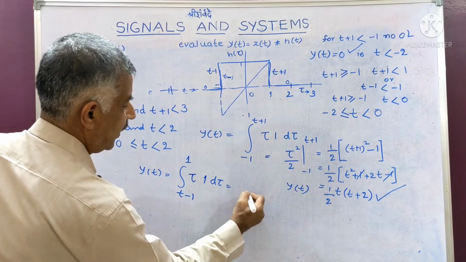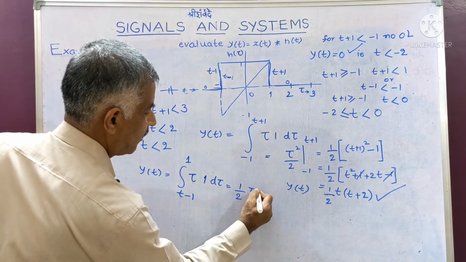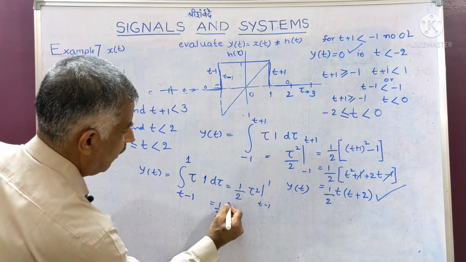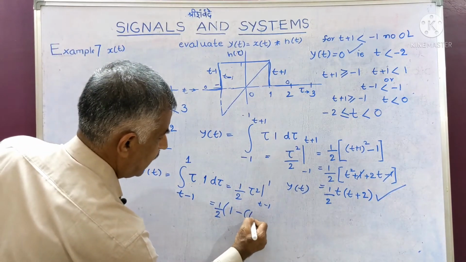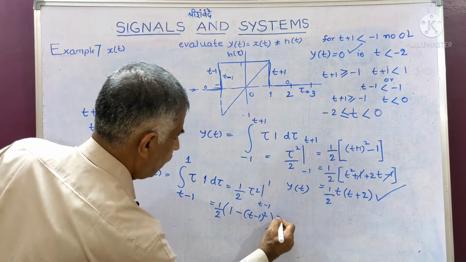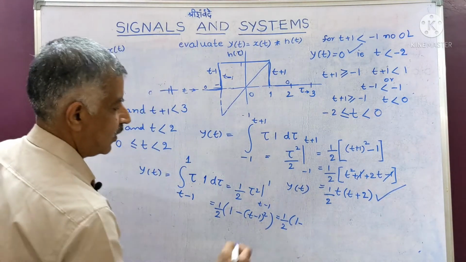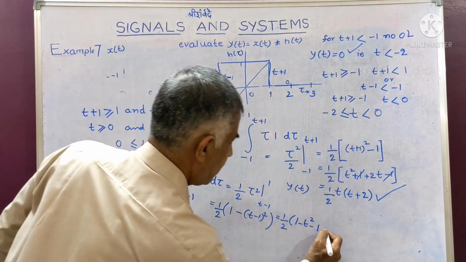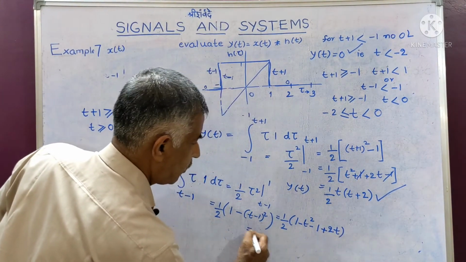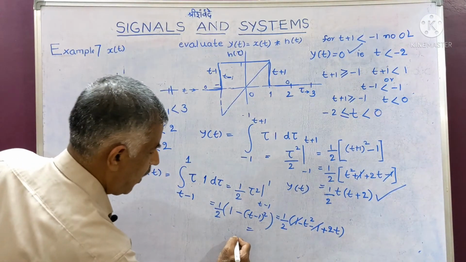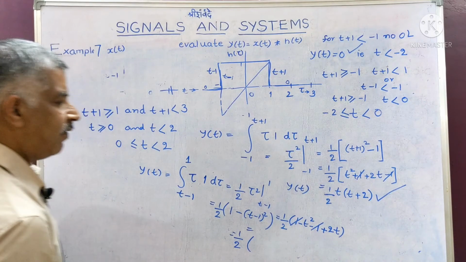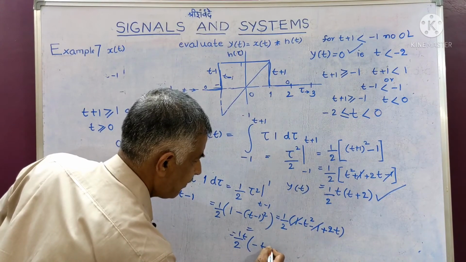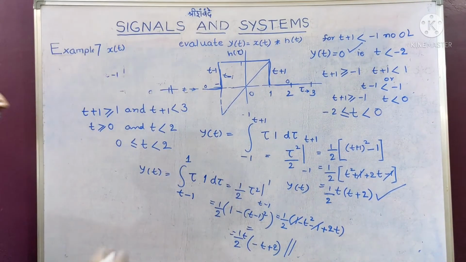That is integrating tau square by 2 between t minus 1 and 1, equal to half of 1 square minus t minus 1 square, equal to half of 1 minus t square minus 1 plus 2t, equal to half t into minus t plus 2. This is the answer.